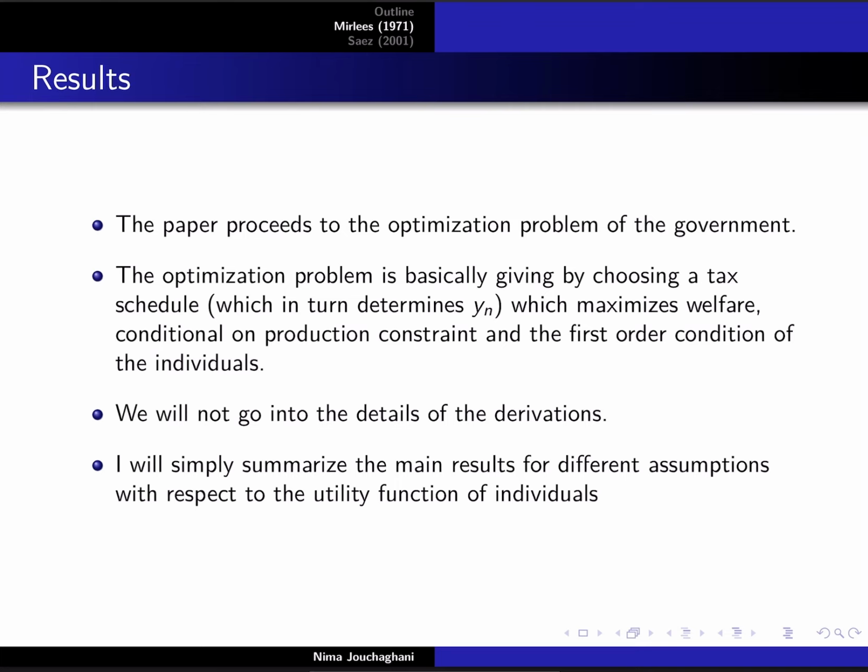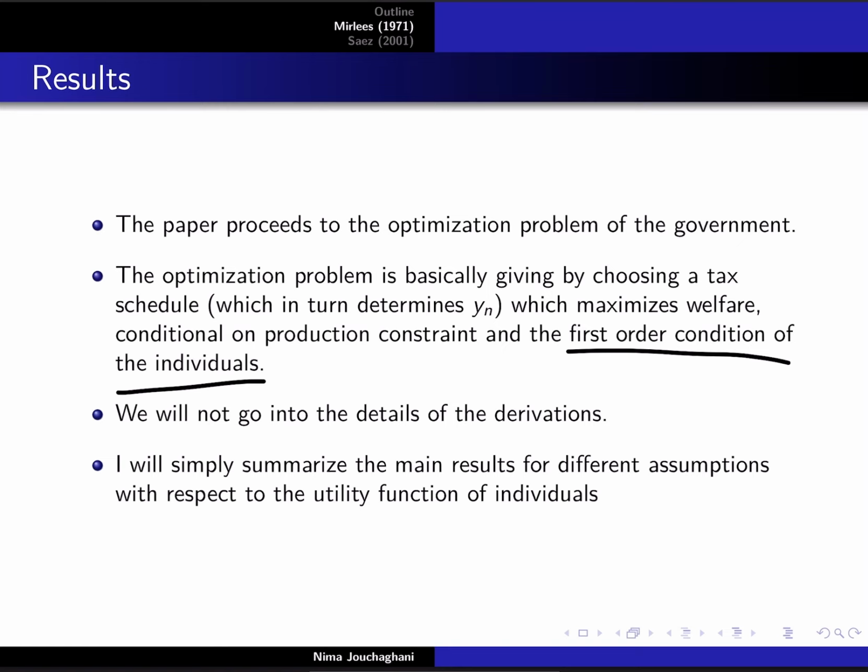So then, given that we have those two assumptions here, the author proceeds to the optimization problem of the government. And so what is the optimization problem? It's basically the government choosing a tax schedule, which in turn determines what the agents in the model are consuming and how much labor they're supplying. The government is choosing this tax schedule to maximize welfare, conditional on the production constraint, so that the total demand of the consumption good must be weakly larger than h, the function h applied on the total production in the economy. This is one constraint, and the second constraint is the first order condition of the individuals, so that all the individuals are maximizing their utility. So this is an explicit incorporation of the assumption of rationality in the model.